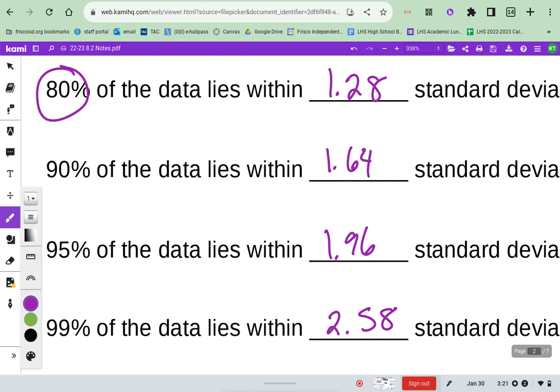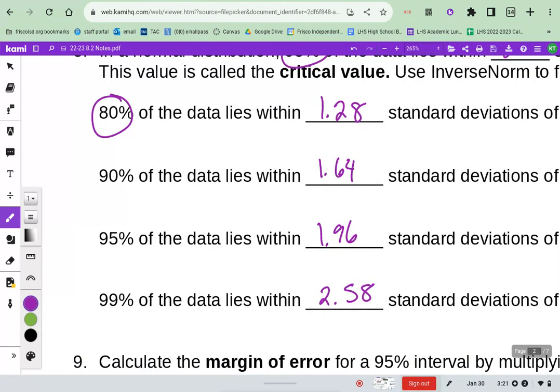Okay, so did you guys get 1.64, 1.96, and 2.58? Yeah. Okay, great. So these are all of our critical values. Anytime you need a critical value, you're just going to use an inverse norm and find one of these. These are our most common ones, though.